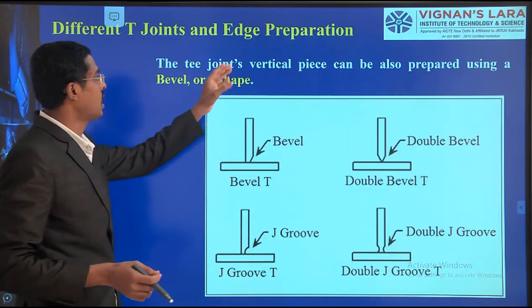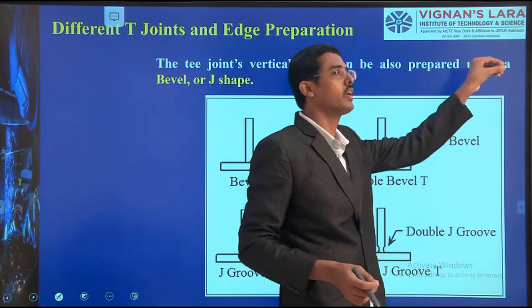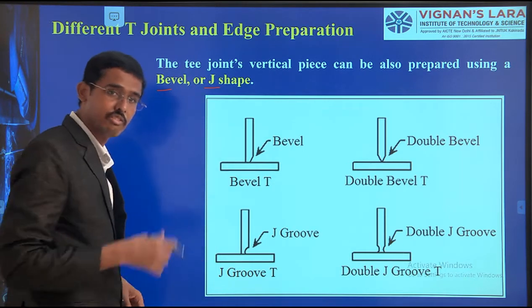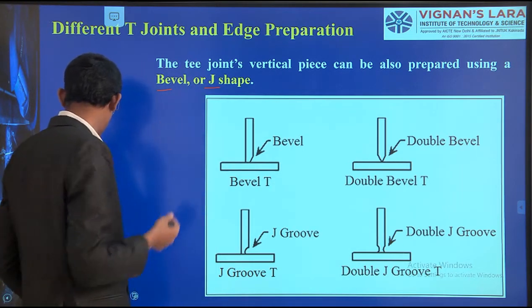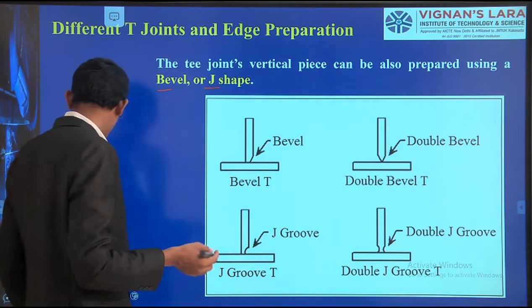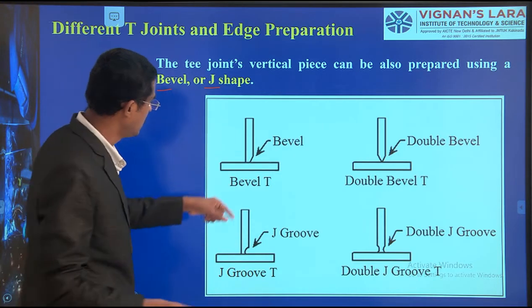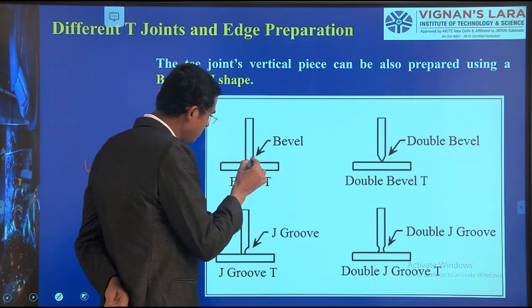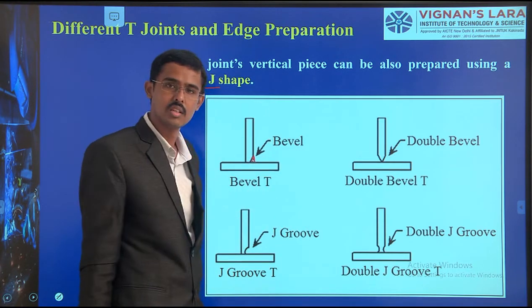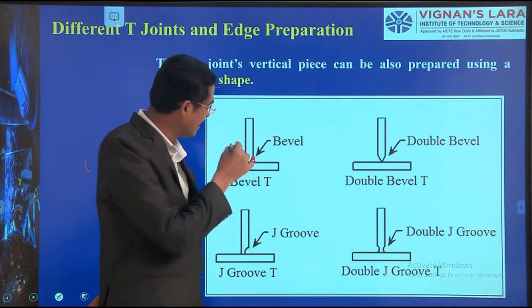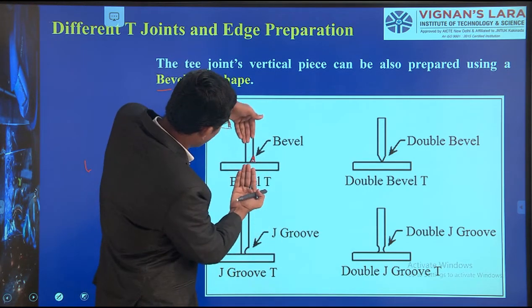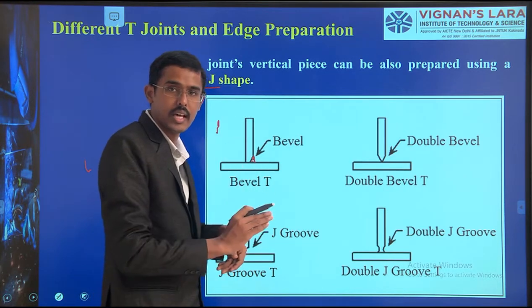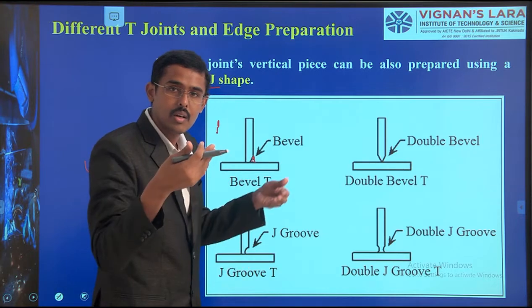The T-joint or vertical piece can also be prepared using the bevel or J. In case we need, these preparations can also be done. How I am doing here, you see, instead of doing a fillet, I can connect this joint with a butt preparation. The joint preparation is bevel, one edge preparation has been done. Joint preparation is separate, weld is separate.